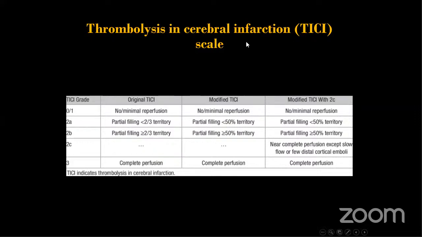In the last one, the modified TICI with 2C, they added 2C for when there are distal small branches that are occluded, but the main branches or most of the branches are open. So it's a near-complete perfusion except for slow flow or a few distal cortical emboli.